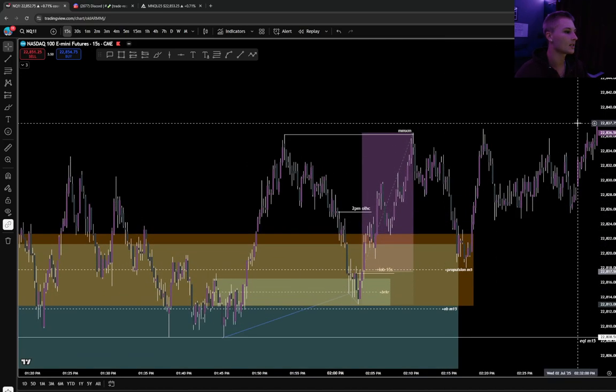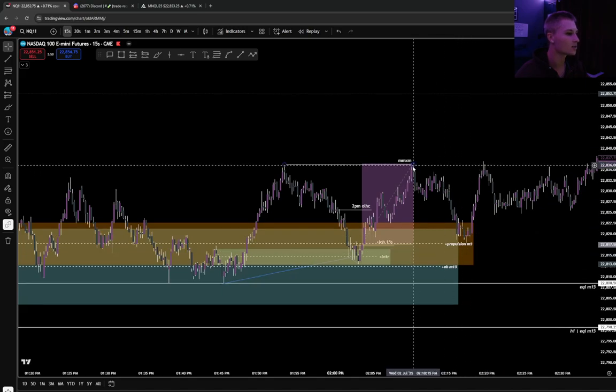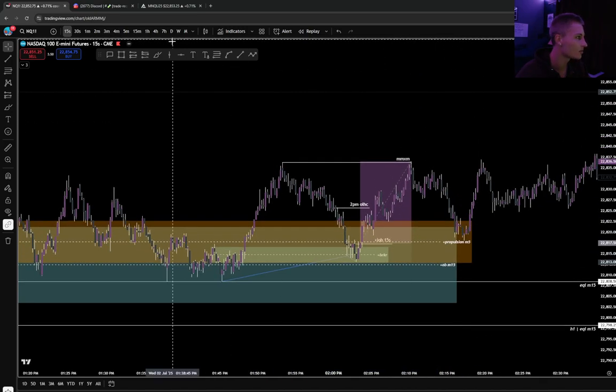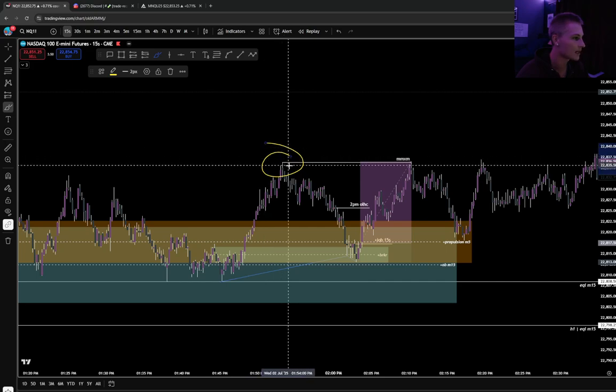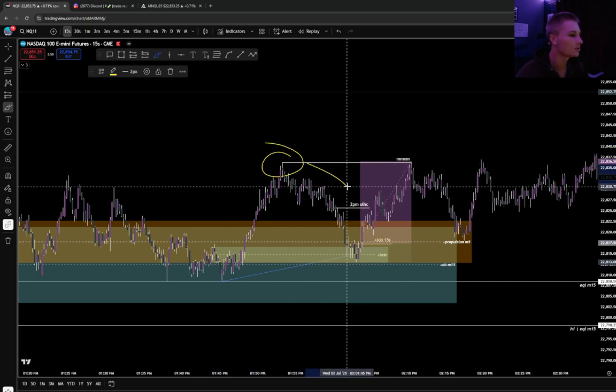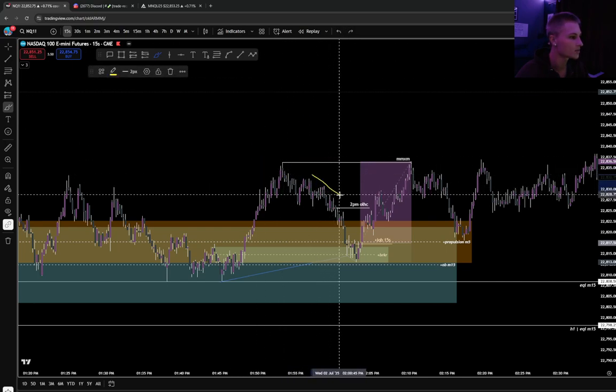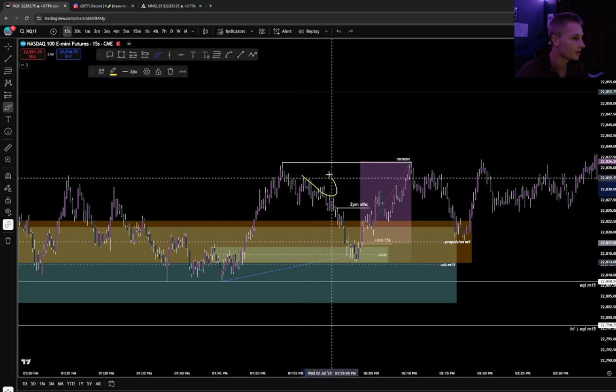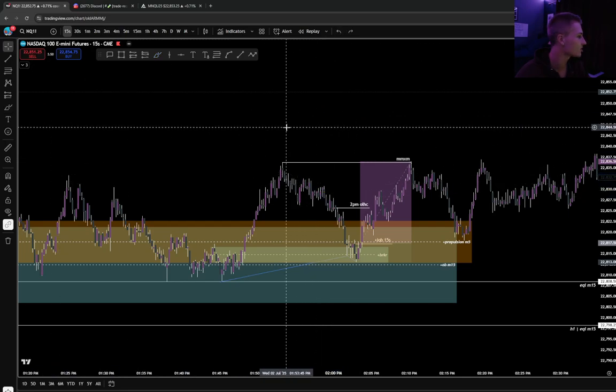But yeah, that's a quick trade recap. Also market maker buy model, it was just the most obvious high, that's where I'm out. Also low resistance liquidity here, forgot to mention that as well. Right here, some stacked highs, nice liquidity here. But yeah, that's pretty much it for the trade recap.